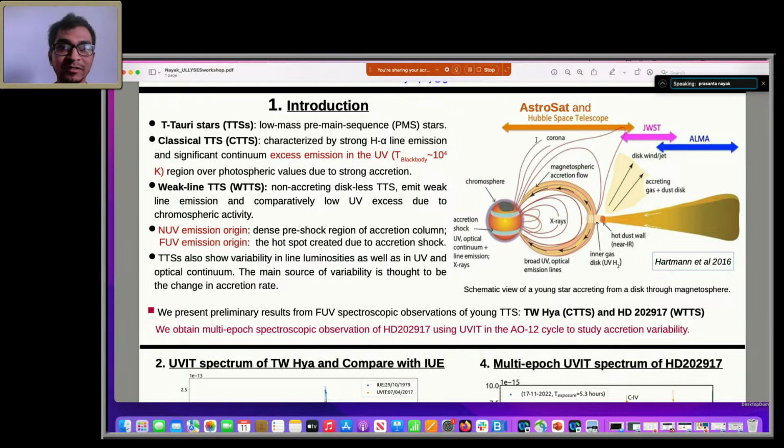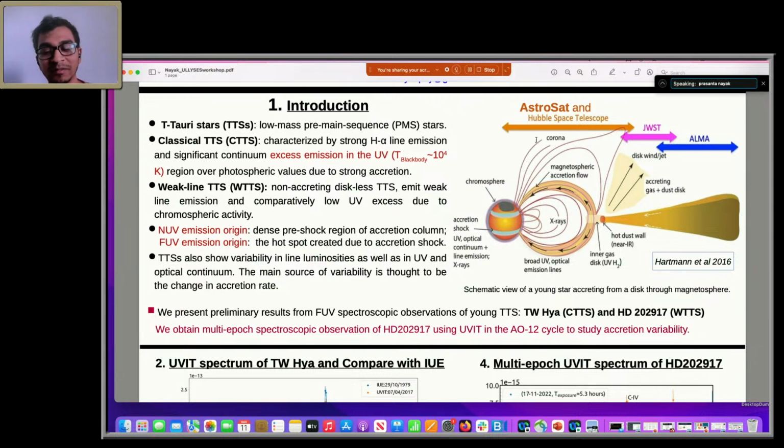source is very faint, so we get very high error, despite having more than 5 hours of integration time. So yes, we can observe and study the variability in T Tauri stars using UVIT, but we have to focus on the bright stars.